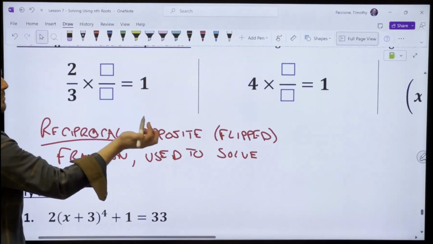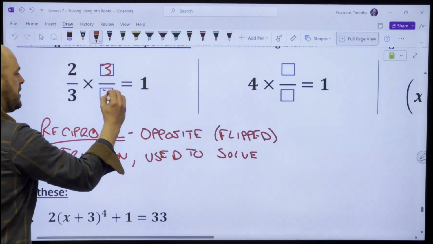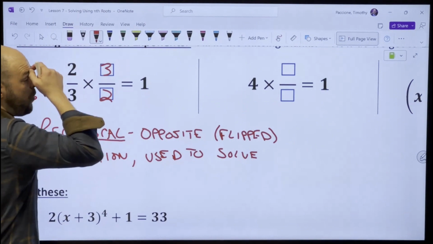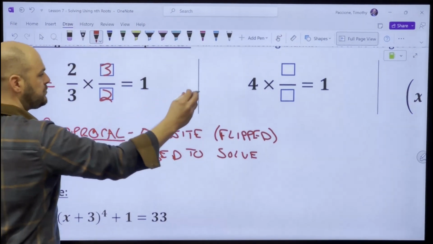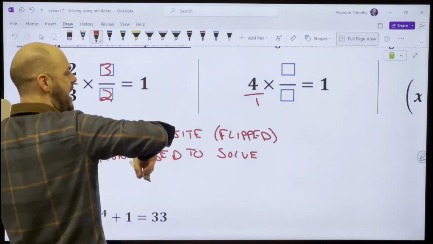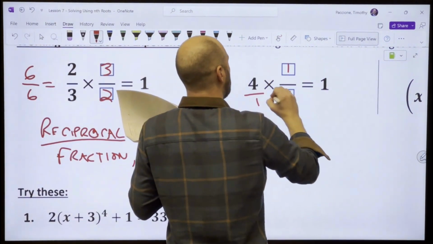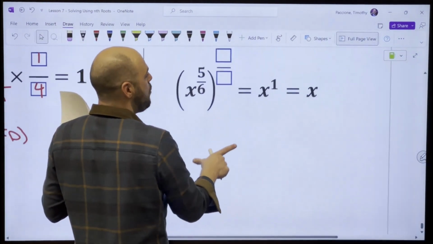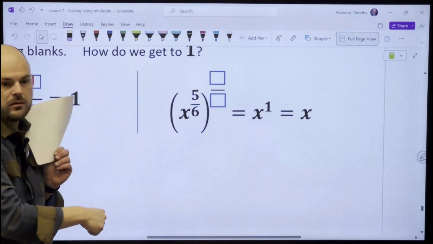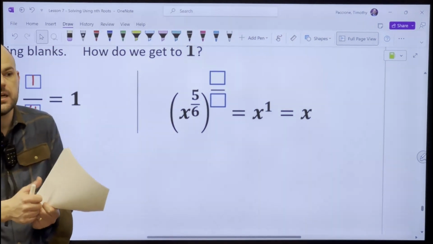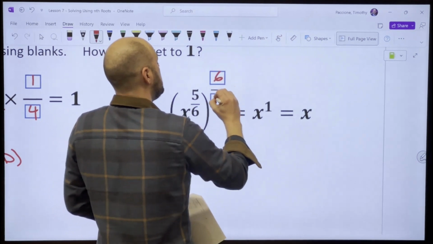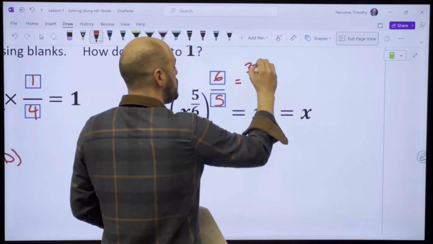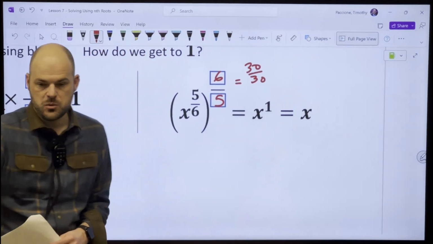So 2/3 I'd multiply by 3/2, which is 6/6, which is 1. 4 over 1, very good. The opposite of that is 1/4, which would give me 4/4, 1. Now this is how we use it, right? I want to get x to be x to the 1. I want x by itself, just x. So I'd raise it to the 6/5, which would equal 30/30, which is 1, which is x. We see how this works?